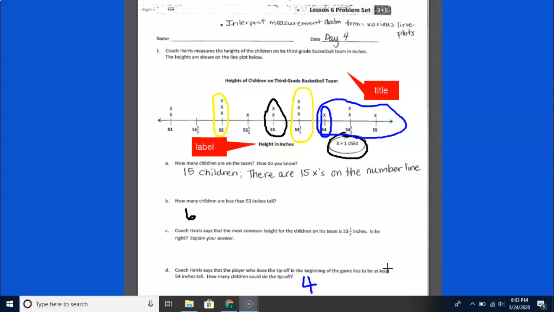Please let me know if you have any questions moving forward. Like I said, the homework is aligned to this. When they ask at least, make sure that you're counting that measurement and on. And if they ask greater than or less than, you want to make sure that you're looking to the left of that measurement or to the right of that measurement, depending on what they're asking. Please reach out to me on Dojo, text message, or phone call if you need any help.